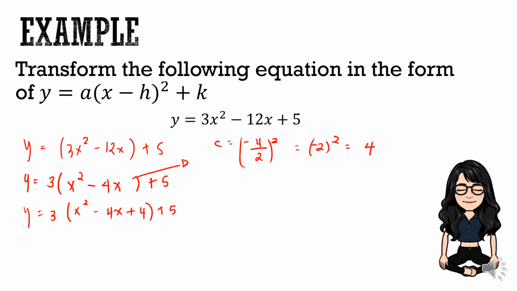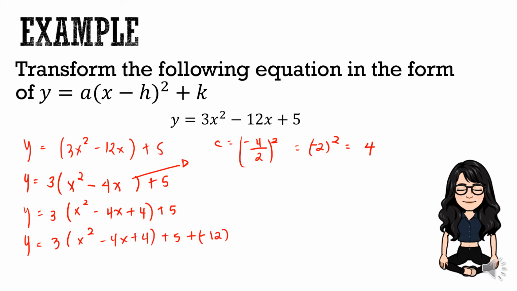Then let's proceed to the next step, which is multiplying the number outside the parentheses and the constant term that we have. So we have 3 times positive 4, which is positive 12, and add the inverse of positive 12 to this side of the equation. So we have y equals 3 times x squared minus 4x plus 4 plus 5. Since in this case this is positive 12, the inverse of that will become plus negative 12.